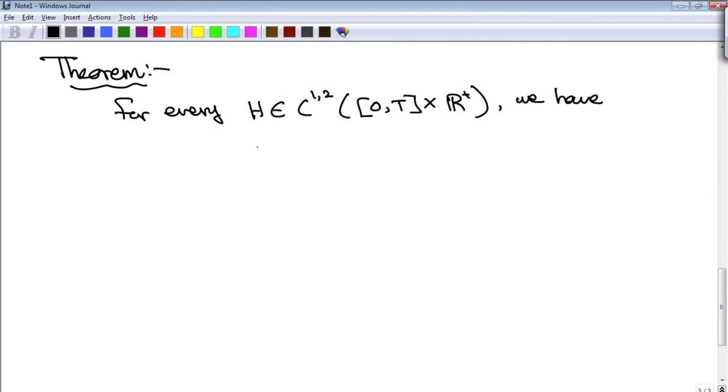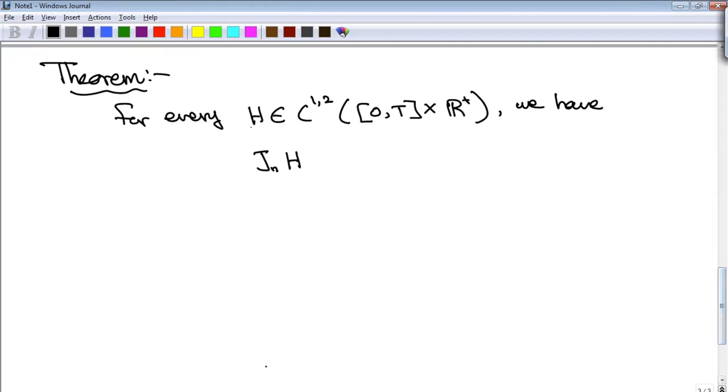So remember, Jn is an operator which operates on functions, right? In particular, we are operating it on the function which we obtained as the price of our option through the binomial model. Basically h is a function depending on two variables t and s. This theorem assumes that h is once continuously differentiable with respect to t and twice continuously differentiable with respect to s. If you take such a function and you operate Jn on such functions, then only this theorem holds.